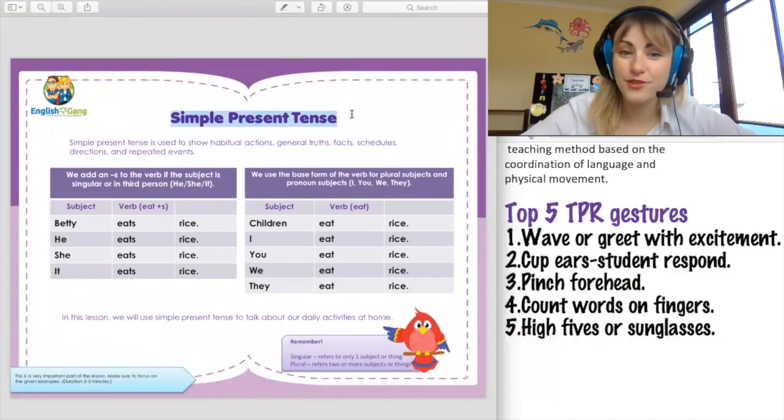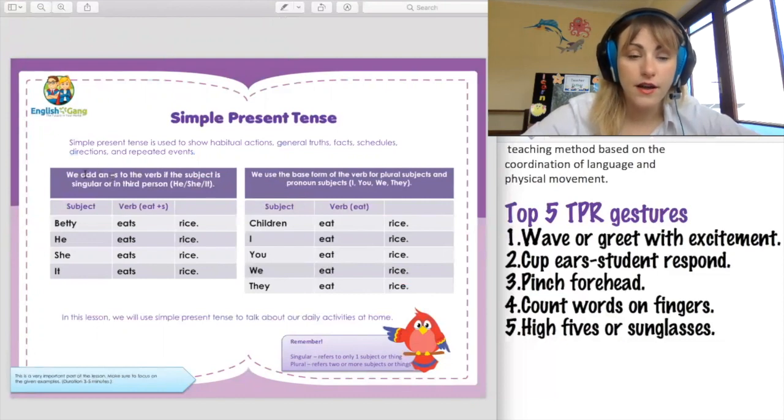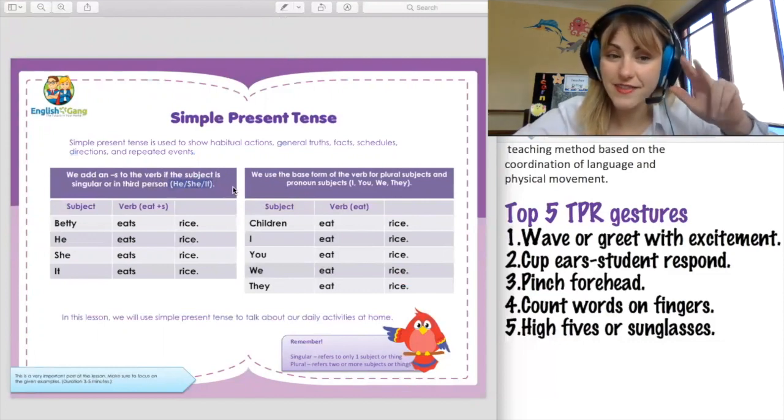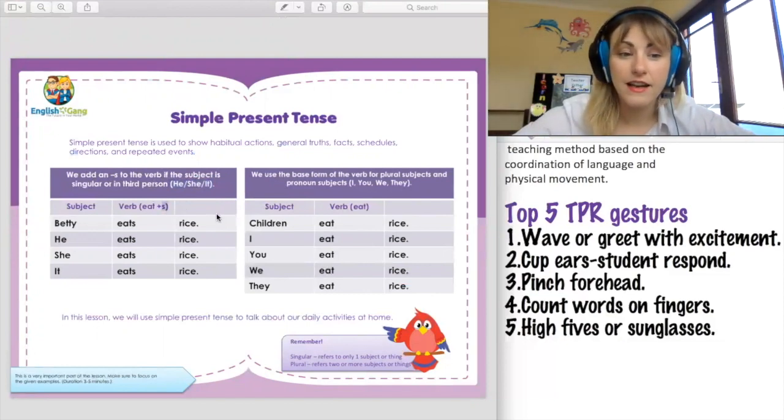This is the most crucial page in the whole lesson, I would say. This is a good chance to really make sure that your student understands the grammar rule. In this specific lesson, I would focus on the pronoun and let them repeat after me. If the subject is singular or in the third person, he, she, it, we will add an S, and then let them repeat through the examples.